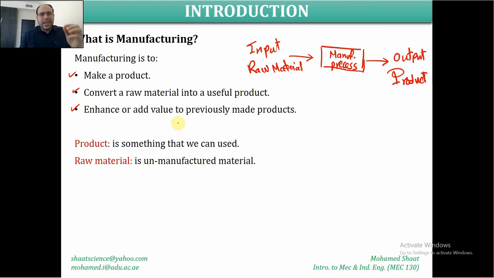So simply we can define manufacturing as making or producing a product, or converting a raw material into a useful product, or even enhancing or adding value to previously made products. For example, one of the typical examples of enhancing the value of products is steel making. We said that steel making is a huge industry. Alloying is a huge industry.